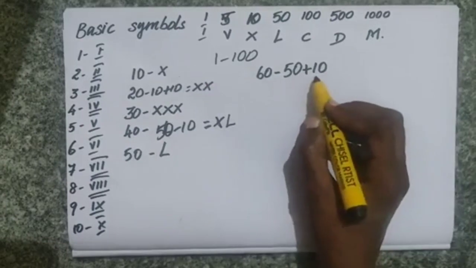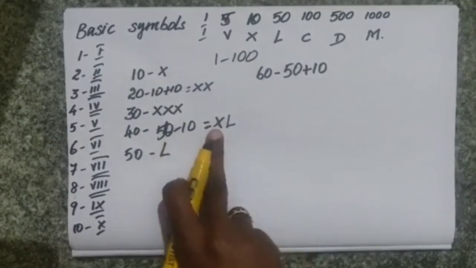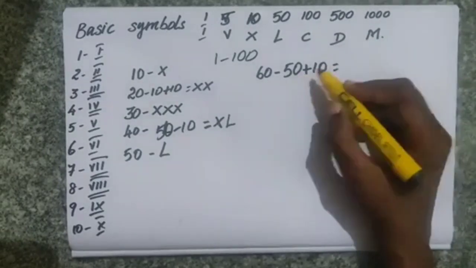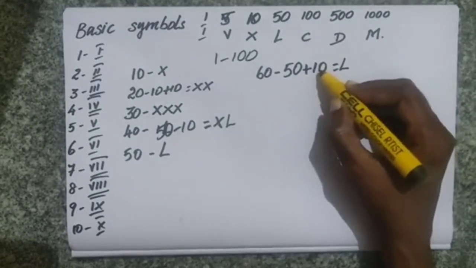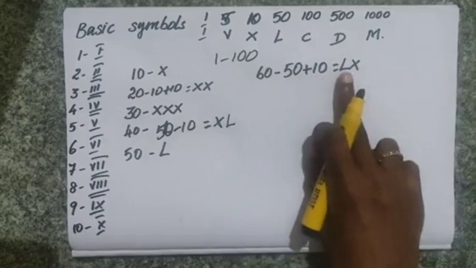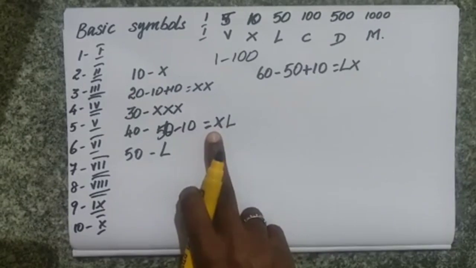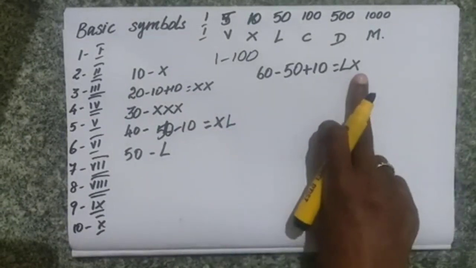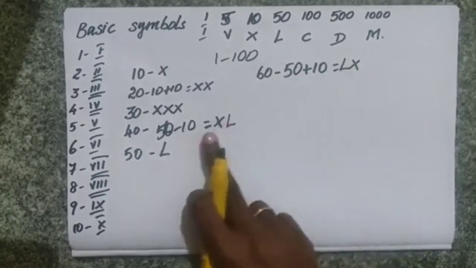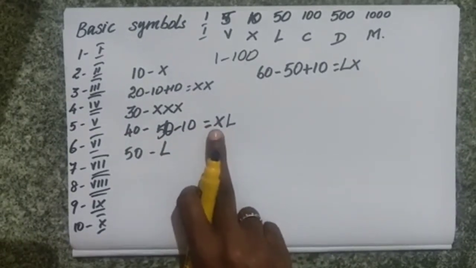So when you add, the smaller numeral must be on the right side. When you minus, the smaller numeral is on the left side. But here you are adding, so the smaller numeral must be on the right side. So for 50 it is L, and since we are adding, this 10 will be on the right side. So remember, for 60 the X is on the right side, but for 40 the X is on the left side. Both are having only L and X, but since it is in addition, the X is on the right side of L, and for 40 it is subtraction, so the X is on the left side. Okay, so you keep in mind.